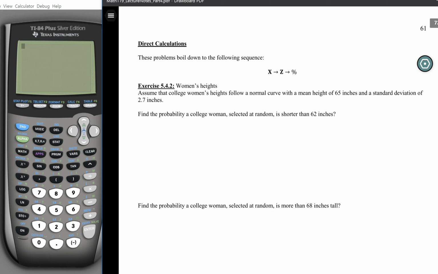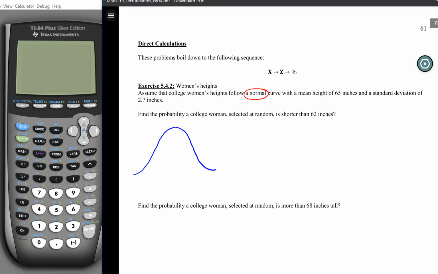So our first example tells us to assume that college women's heights follow a normal curve. This is the thing with these normal distribution questions for part 5: I have to tell you that they are normally distributed. So you have a big heads up that you should probably be drawing a normal curve so you can answer your questions with a visual to help.